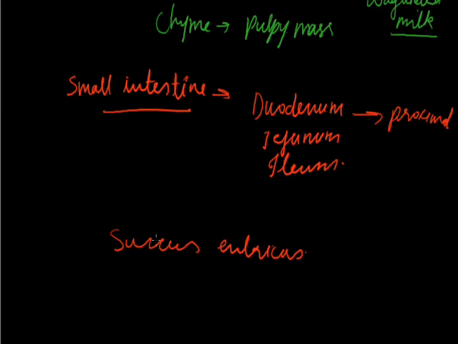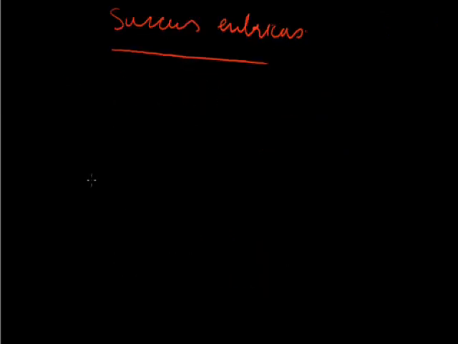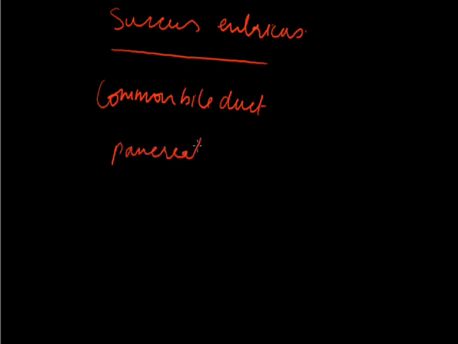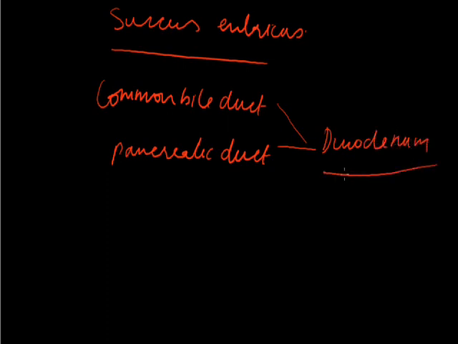It is formed of a common bile duct and a pancreatic duct. Both these ducts club together and they open into the duodenum, that is the first or proximal part of the small intestine. Now the common bile duct brings a yellowish green bitter liquid, bile, from the gallbladder and liver.